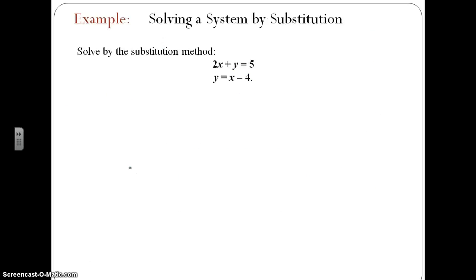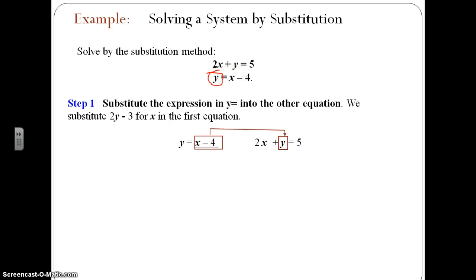Okay. Let's look at one more example. This one we have 2x plus y equals 5. And then we have y equals x minus 4. So this one's a little bit different because now we have y by itself. So we're going to still do the same thing. The only difference is now we're going to substitute into y. So we're going to substitute the expression.